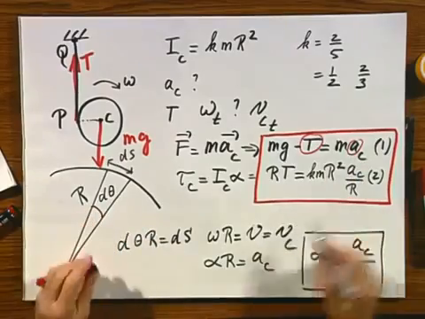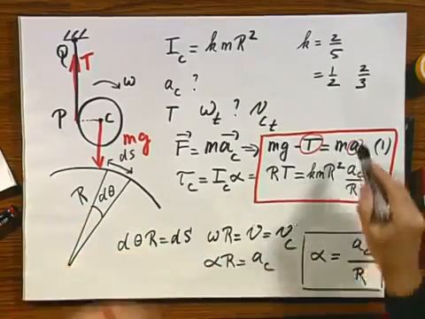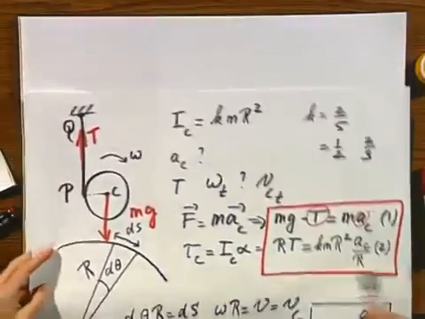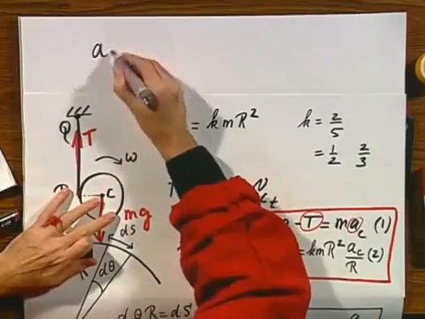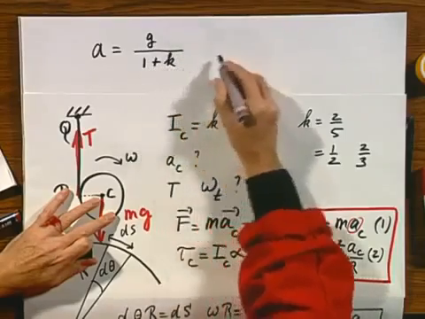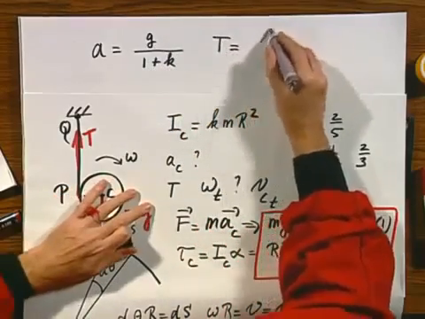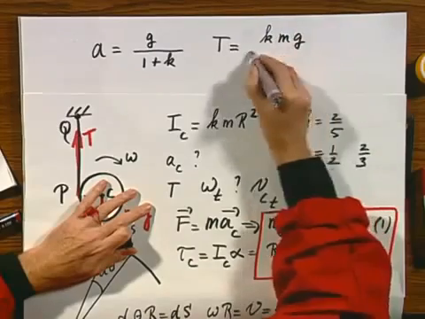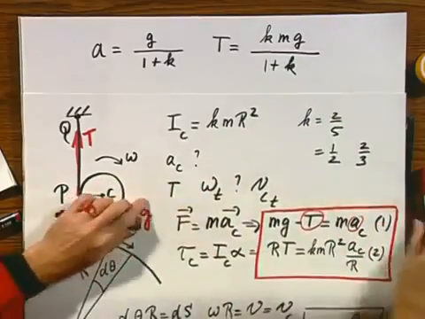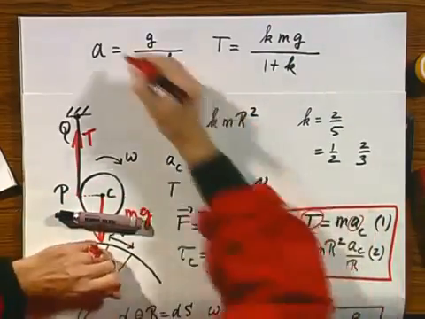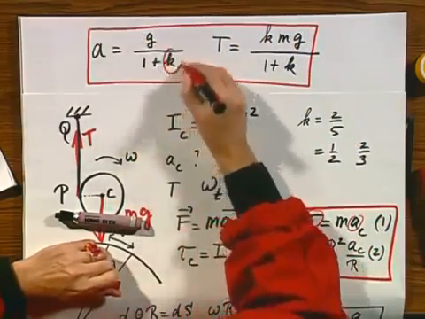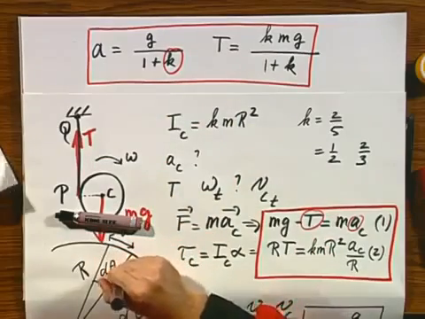I have two equations with two unknowns, and you can solve easily for a, and you can solve easily for T. And I will leave you with the massaging, but I will give you the answers because they're kind of interesting. a equals g times 1 over 1 plus k, and the tension equals k mg divided by 1 plus k. And what you see here is that the acceleration, independent of the mass, is only a function of geometry. It only depends on k.